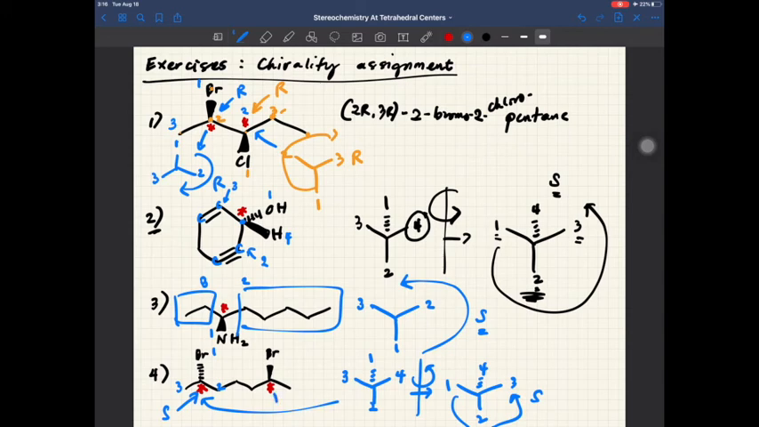On the other hand, this carbon has these substituents, so the assignment would be this one. This one. Bromine atom is our number 1, this carbon is our number 2, and this carbon is our number 3. Of course, hydrogen is at the back, so you don't need to mind the hydrogen. So this one is very easy. So this one is also S. So what is the name of this compound? It is 1, 2, 3, 4, 5, 6, 7, 2S, 6S, 2,6-dibromoheptane.